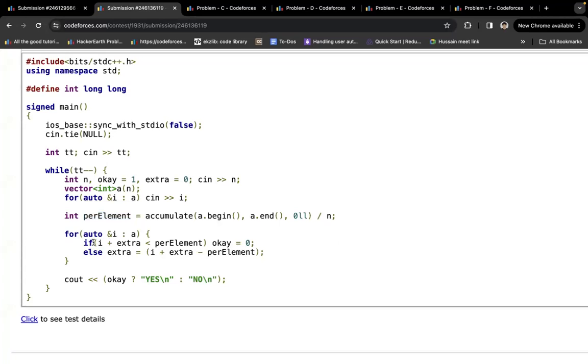And after this, as we discussed, i plus extra is the amount of water in the current container. If i plus extra is smaller than per element, then OK is 0, basically stating that it's not possible. Otherwise, extra is the amount of water in the current container minus how much the current container gets. In the end, if it is OK, I'll print yes, otherwise no. Some of you might tell me I also have to check that extra is equal to 0, but it is not really a necessary condition. This much is more than enough. It doesn't really matter.